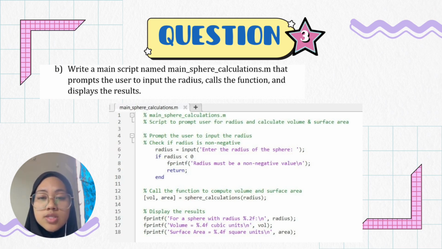Next, we are going to call the function to compute the volume and the surface area. Vol, area equals sphere_calculation of radius. Lastly, we are going to display the result with fprintf for a sphere with radius, fprintf for the volume with the cubic unit, and fprintf for the surface area in square unit.